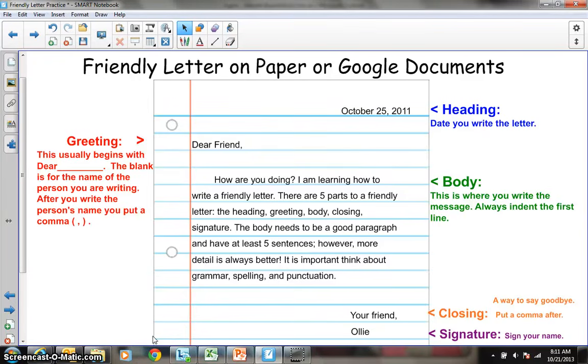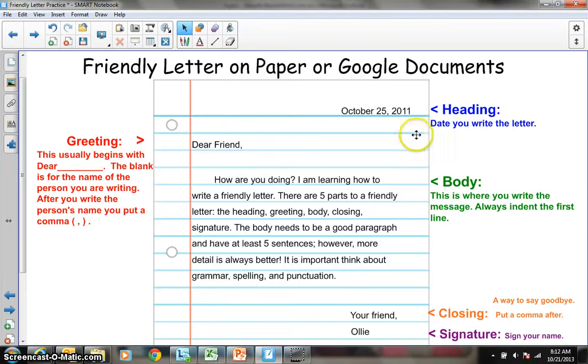There are 5 parts to a friendly letter: the heading, the greeting, the body, the closing, and the signature. Notice that when you are writing a friendly letter on paper or a Google document, the heading, the closing, and the signature are all lined up along the right side of the paper. The greeting and the body are lined up along the left side of the paper.